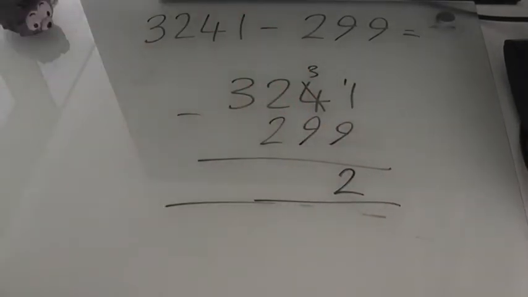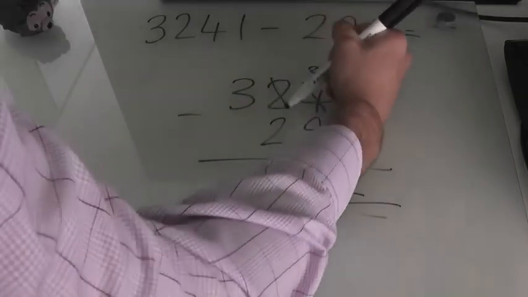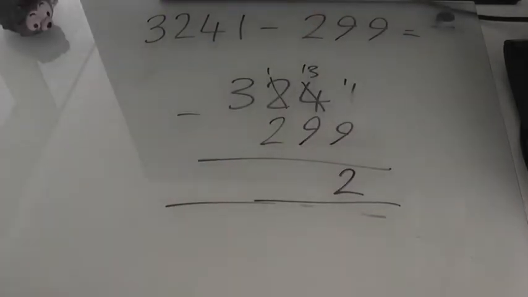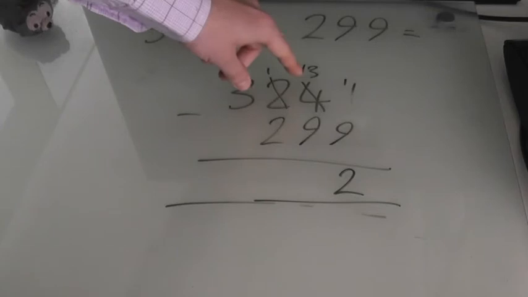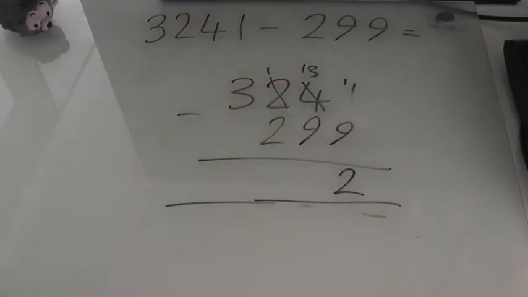3 take away 9, can we do it? Nope. So we need to go over to the neighbour, borrow 100. So we've now got 13 take away 9, which will give us, fantastic, 4.